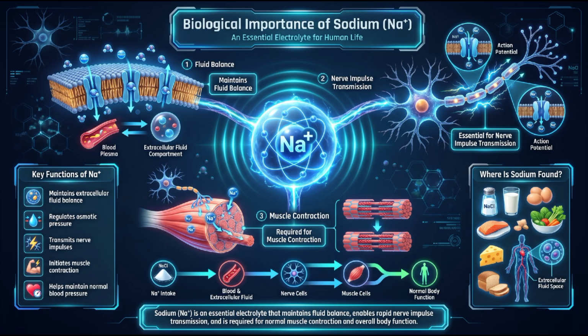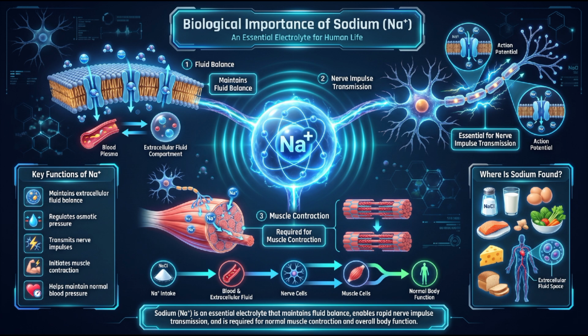The human nervous system depends on the movement of sodium ions across nerve cell membranes to generate and transmit electrical signals called action potentials. At rest, sodium concentration is much higher outside the nerve cell than inside it. When a nerve is stimulated, special sodium channels in the cell membrane open, allowing sodium ions to rapidly enter the cell. This sudden influx of positive ions changes the electrical charge across the membrane, producing an action potential.